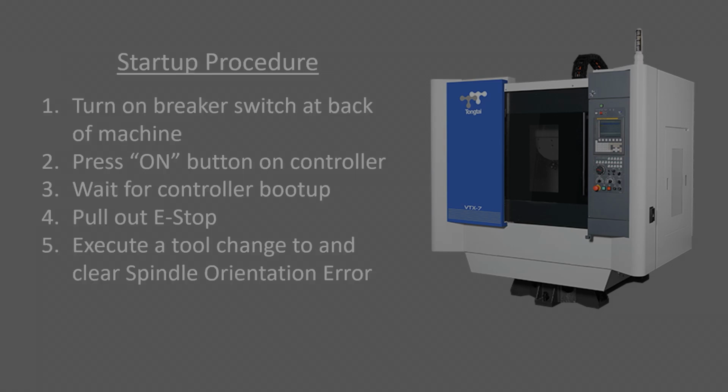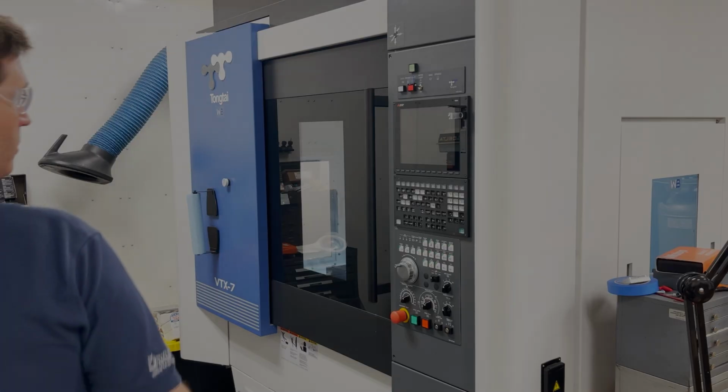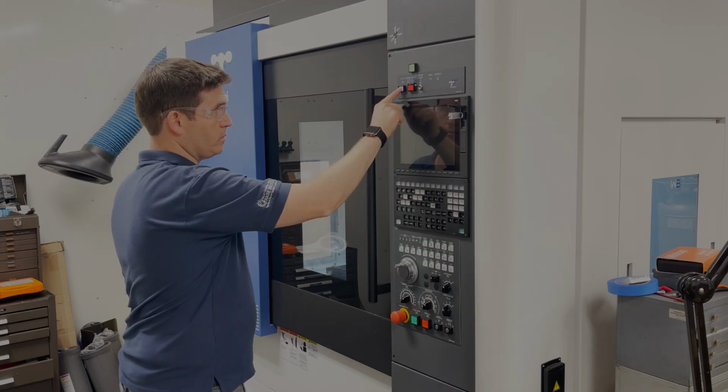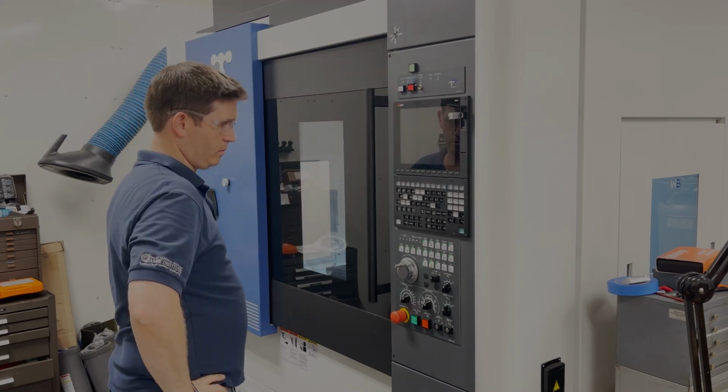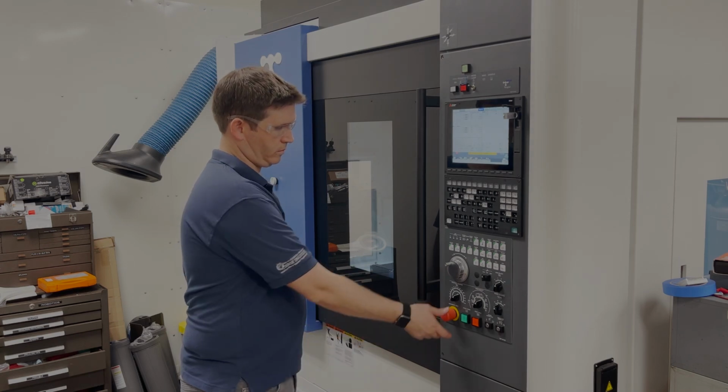To start up the machine, simply turn on the breaker switch at the back of the machine, press the on button on the controller, and wait for the controller to fully boot up. Finally, pull out the e-stop to remove.